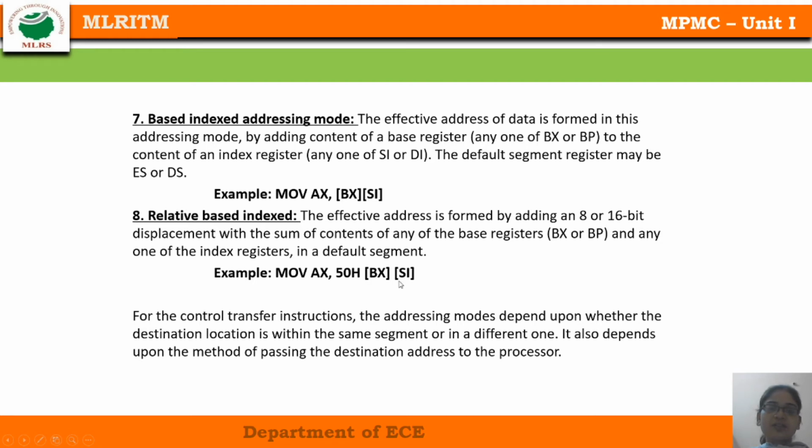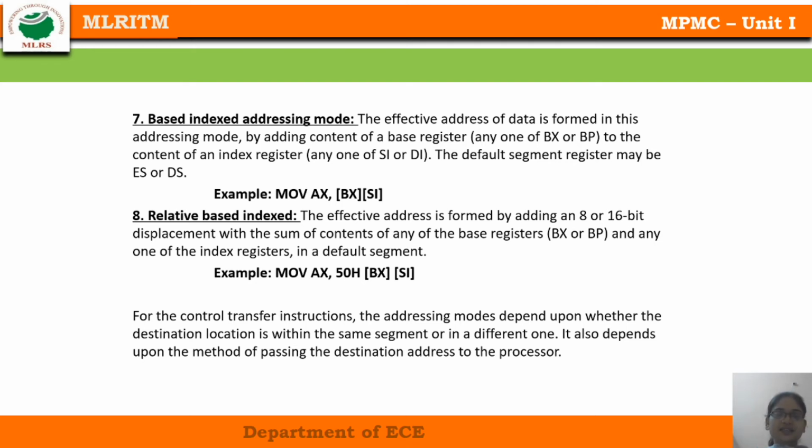With the help of these two offset addresses, we calculate the 20-bit physical address, which is DS multiplied by 10H plus content of BX plus content of SI plus 50H, which is the displacement.